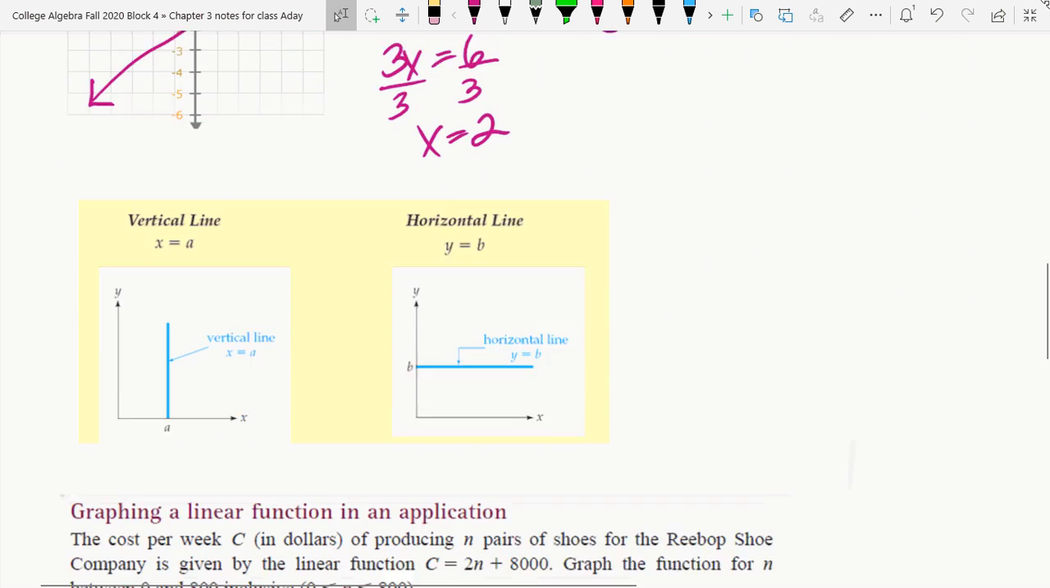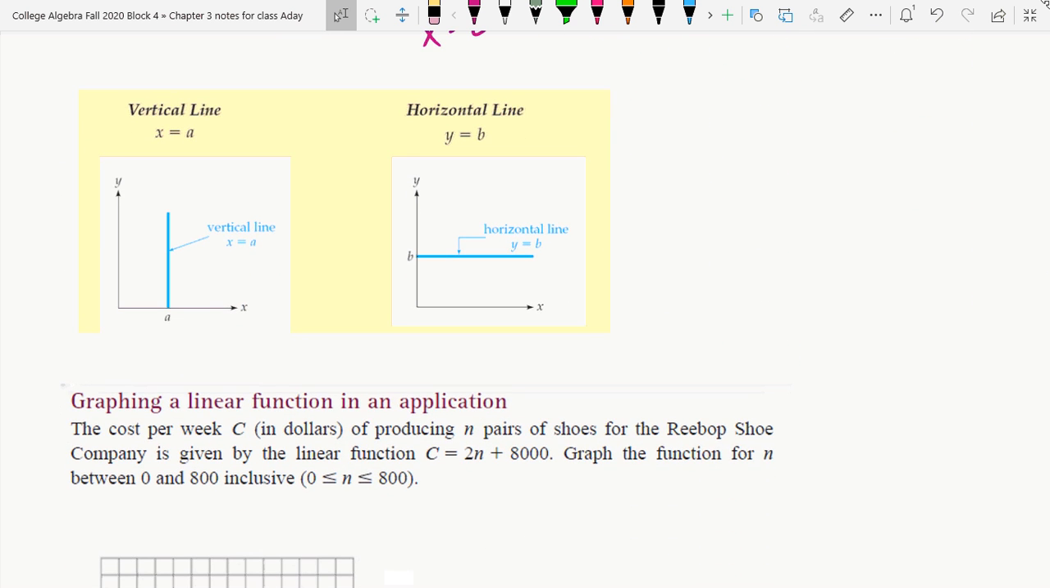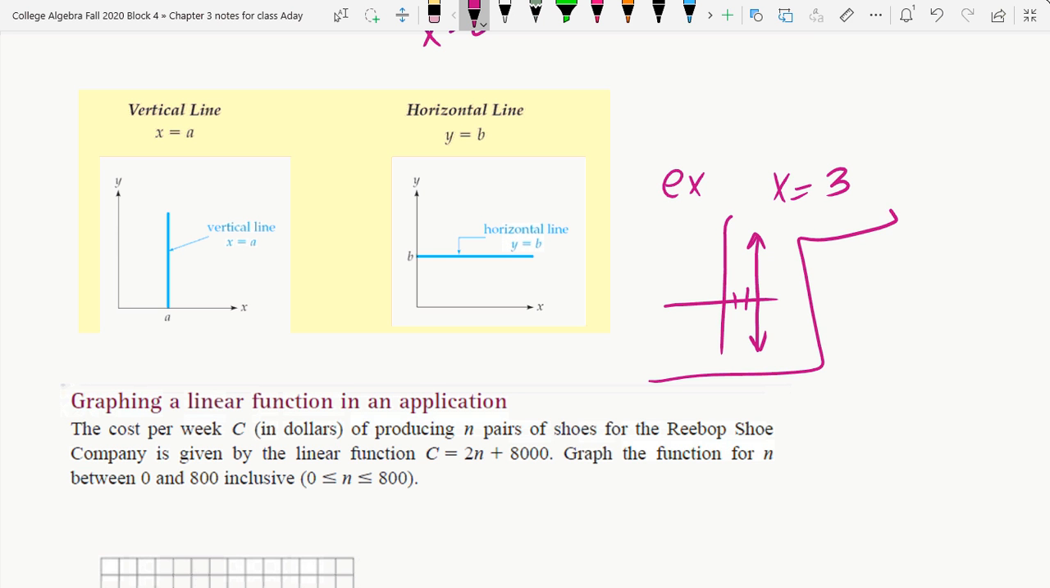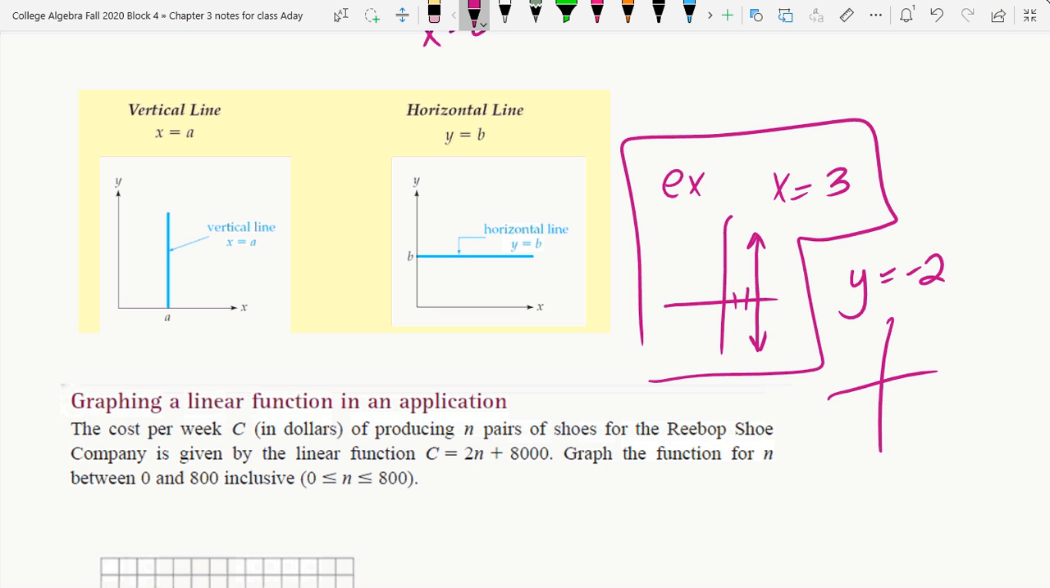All right, let's look at the next thing here. So a vertical line is x equals a, and a horizontal line is y equals some b. So for example, if I say x equals 3, that's going to be a vertical line at 3. And if I say y equals -2, that's going to be a horizontal line at -2. So it crosses the y-axis at -2. This crosses the x-axis at 3.